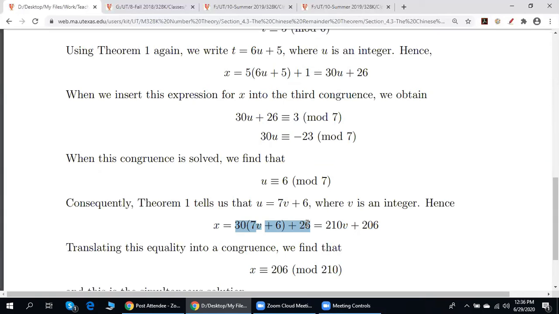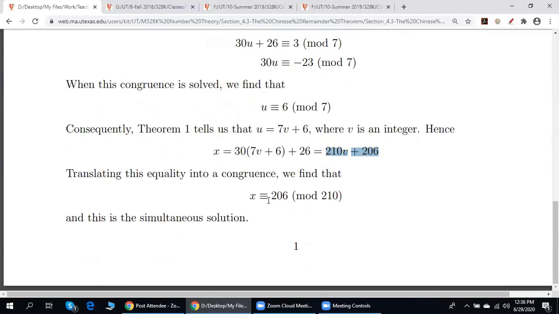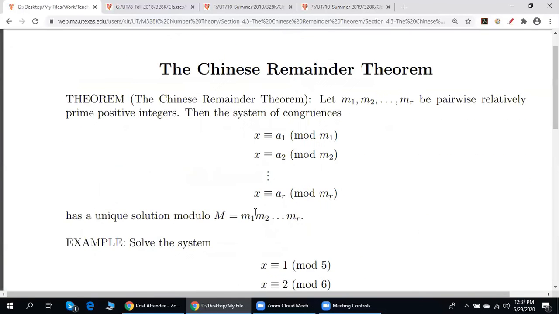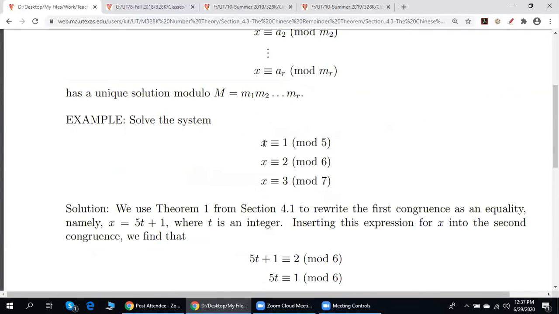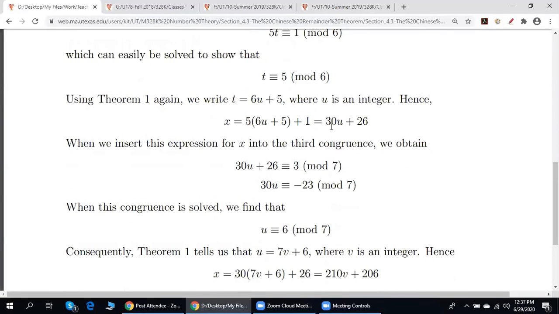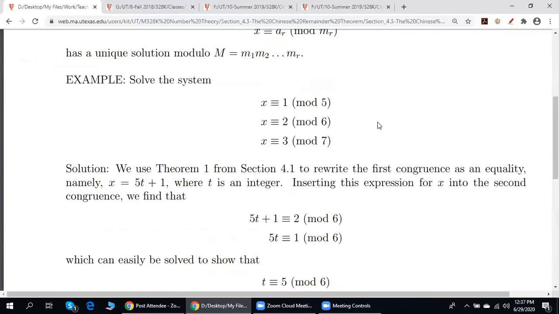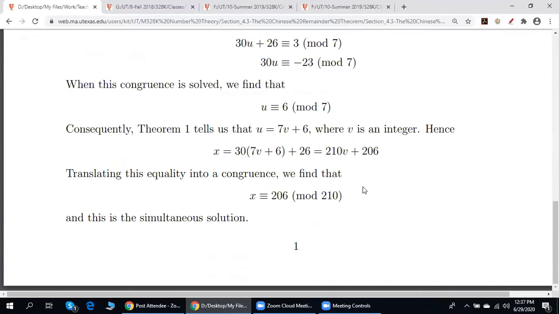Lastly, replace u over here by this expression. Done. Expand parentheses, simplify, done. What is written here means x is congruent to 206 modulo 210. So, in short, in order to find the solution of this, first describe all solutions of this, done. Then describe all solutions of this, done. And lastly, describe all solutions of this, done.